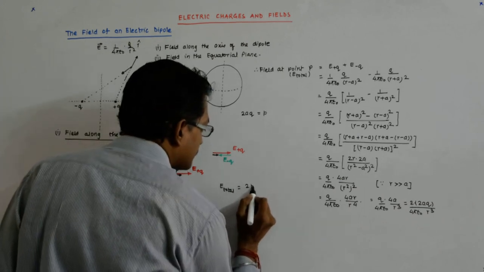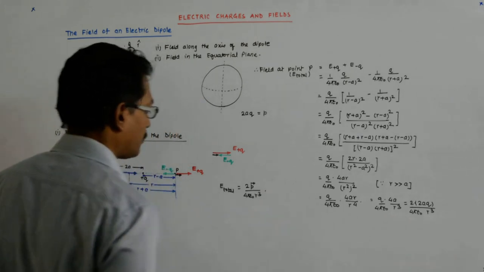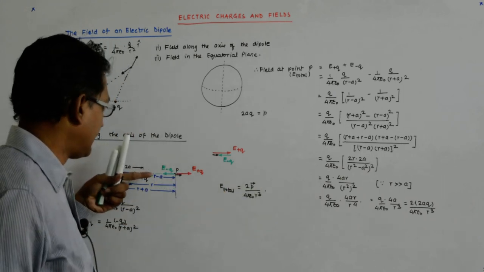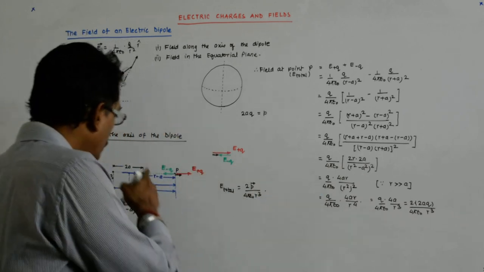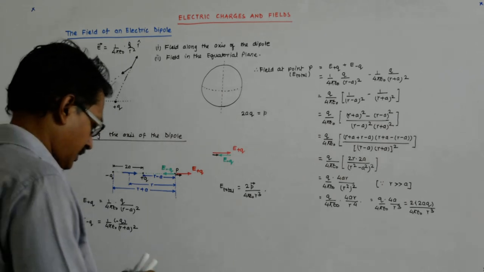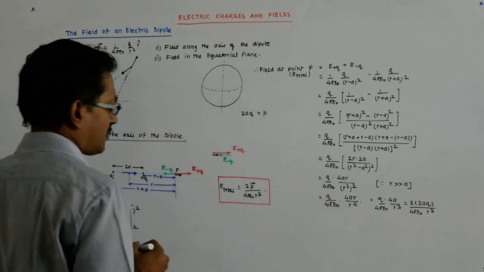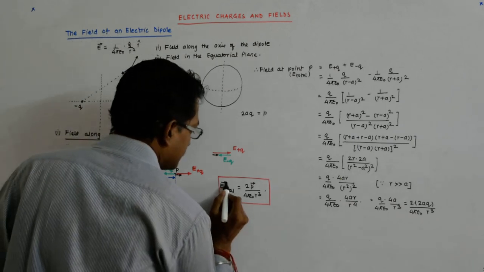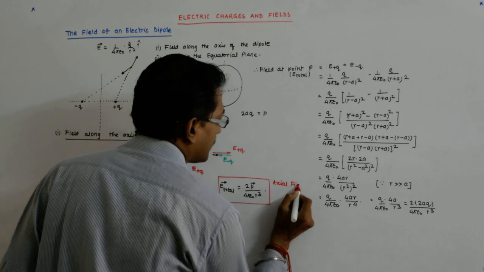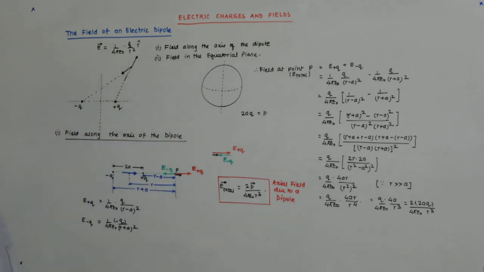E total is equal to 2 into P upon 4 pi epsilon naught R cube. What does this P do? This P has now become, it is representing two things. It is representing the direction, and 2aq term automatically got incorporated into it. Right? So the net field is this, obviously with a vector sign. This is the actual field due to a dipole.